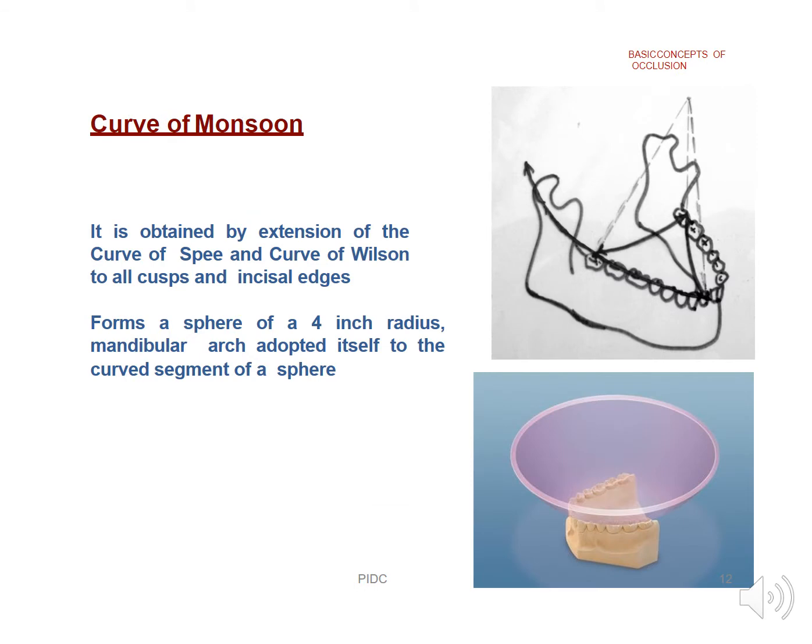The third type of curve is the curve of Monson. It is obtained by extension of the curve of Spee and curve of Wilson to all cusps and incisor edges. It forms a sphere of a 4-inch radius. The mandibular arch adapts itself to a curved segment of a sphere. So, based on the photo, we can see that there is an imaginary line that connects the cusps so that it will form the curves, and also the 4-inch radius that explains better about the curve of Monson.